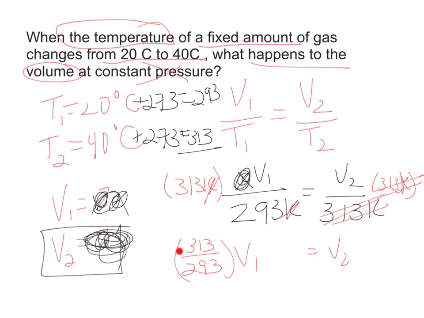I can figure out this relationship right here. It is 1.06. So 1.06 times the initial volume will be the second volume, just slightly greater. And you can see now how important it was that we change these to Kelvin, because if we had left the 40 and 20 in there, it would have looked like the volume was doubling, and that is not the case.